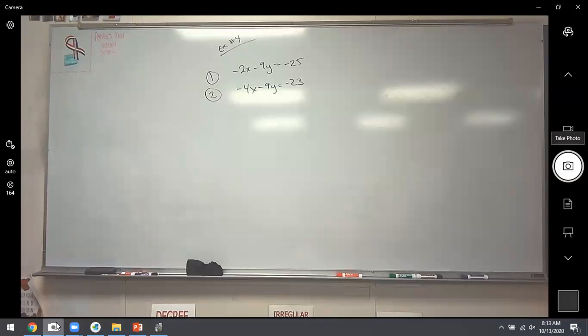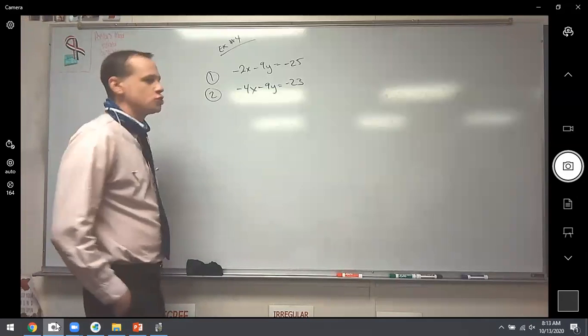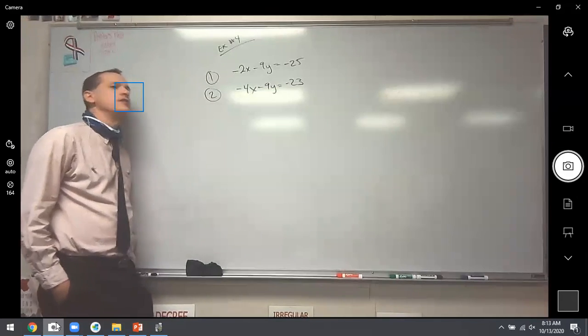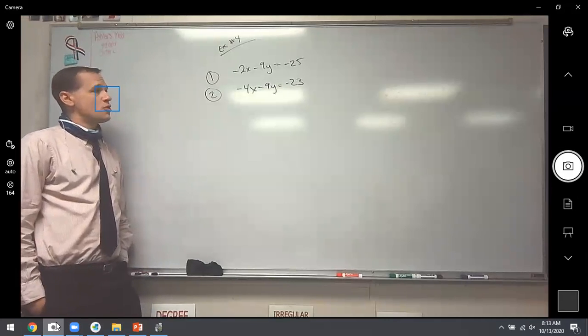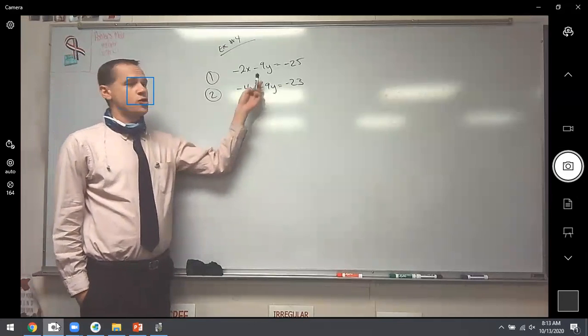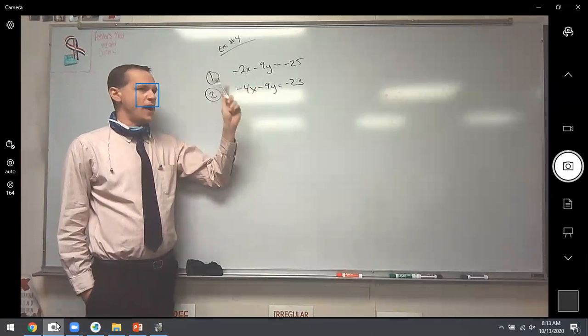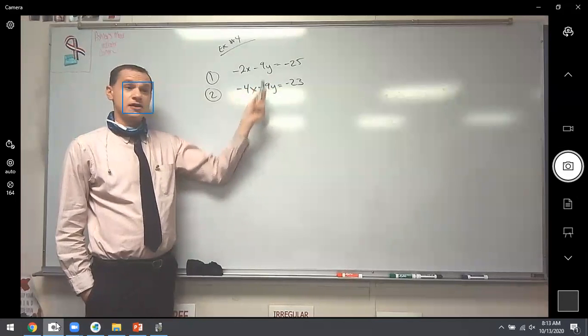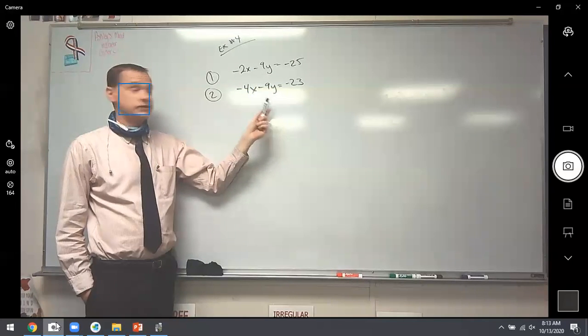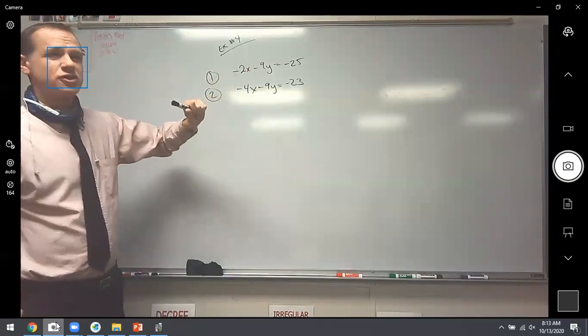All right. With elimination, you are not going to solve for one variable. You're going to try to add or subtract these entire equations together to get one of the variables to go away. Now, what do I mean by that? If you look at these two equations, right off the bat, don't they have the same kind of y's? They got a -9y here and a -9y there. Would you agree?